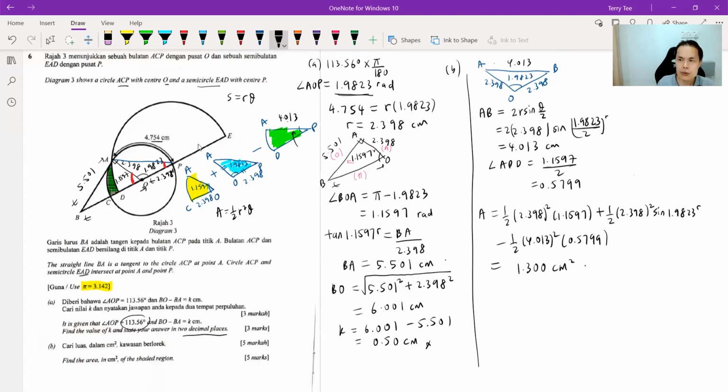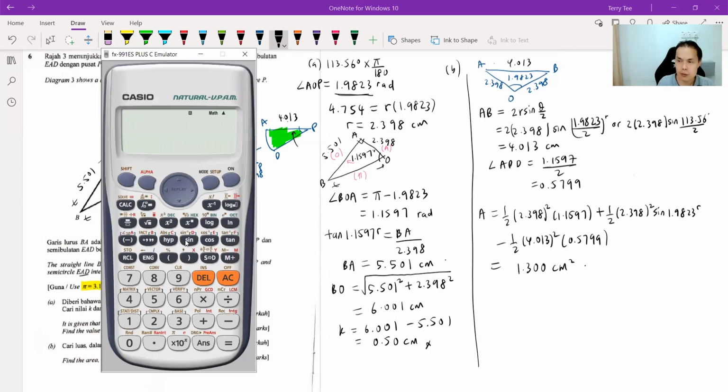If you use your calculator in degree mode, just to let you know, 2.398, let's say I use sine 113.56 over 2. Okay, let's see. Yeah, there is a slight difference in answer because of that. Right, we take 2 times 2.398 sine 113.56 over 2. In this case, remember your calculator, you need to change to degree mode.